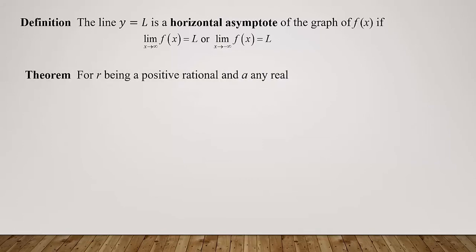Before we look at that, though, I wanted to introduce a quick theorem. So in this theorem, r is a positive rational number. A is any real number. The limit as x goes to infinity of a over x to the r equals 0. So a is any number you can think of. A over x to the r, as x heads to infinity, that limit is 0. And furthermore, if x to the r happens to be defined for negative values of x, then the limit as x goes to negative infinity of a over x to the r equals 0.